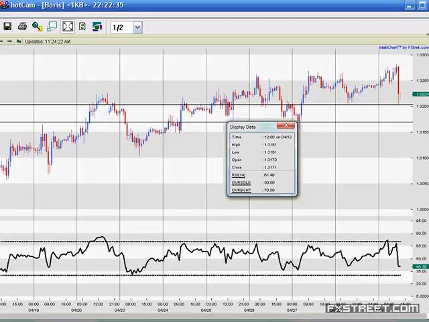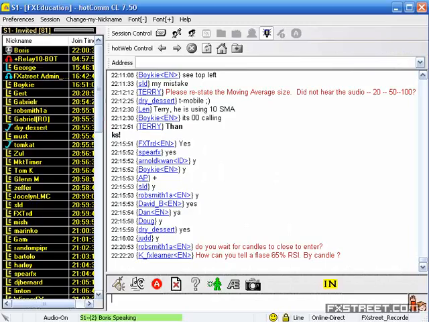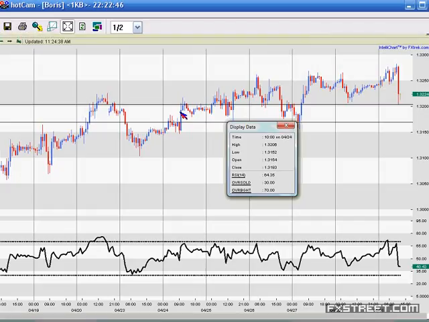I don't quite understand the FX learner's question. How can you tell a false 65% RSI by candle? There's no such thing as a false 65%. It has to close. If it closes and it gives you a reading of 64 or better, that's a positive signal, and you take the trade. Now, does it work out always? Of course not. You're hoping that it only fails 30% of the time.